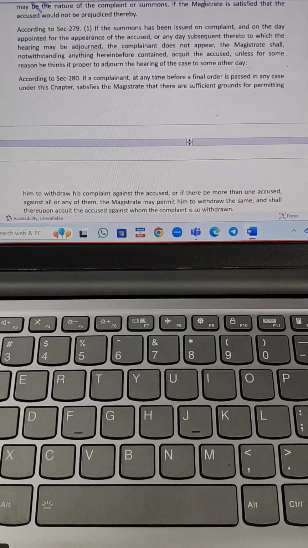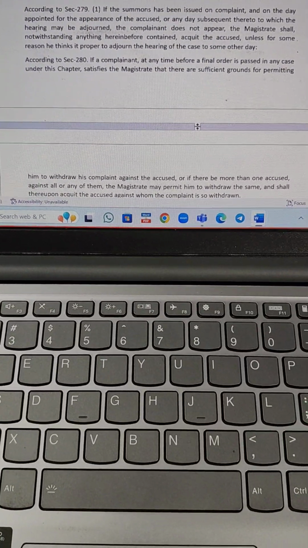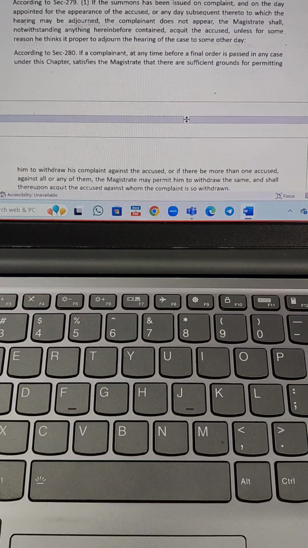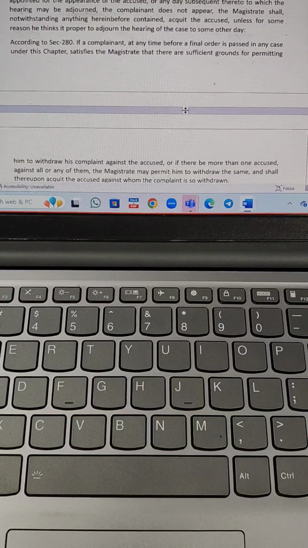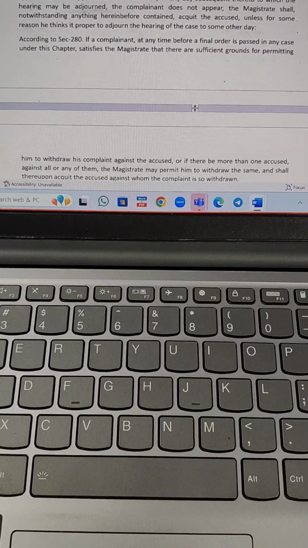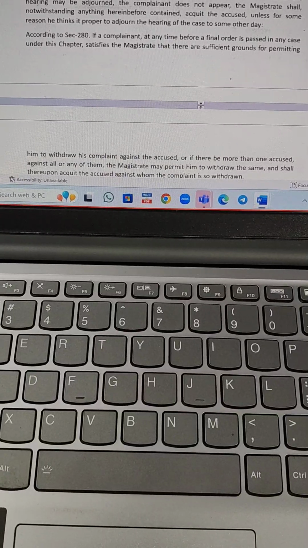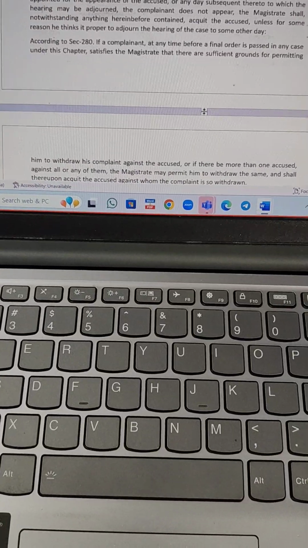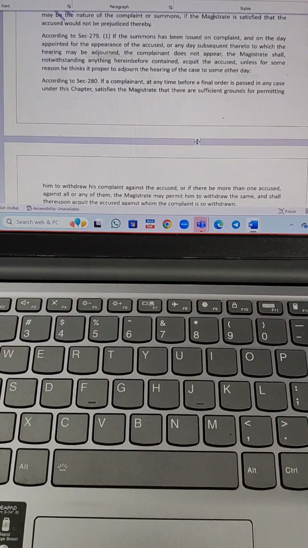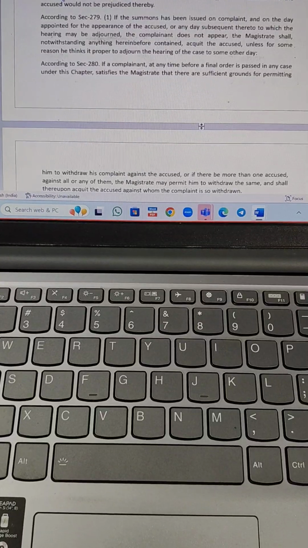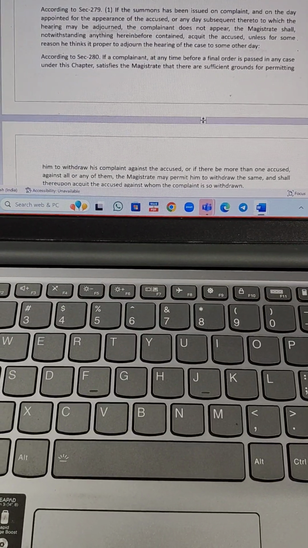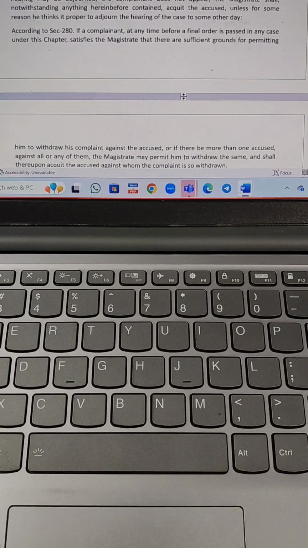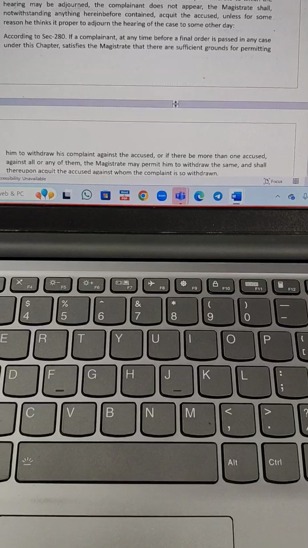If the summons has been issued on complaint and on the day appointed for the appearance of the accused, or on any subsequent date to which the hearing is adjourned, the complainant does not appear, then the magistrate shall, notwithstanding anything herein contained, acquit the accused, unless for some reason to be recorded in writing he thinks proper to adjourn the hearing. For example, if the case has been instituted on a complaint case. Complaint case means you are directly filing to the court. In this case the procedure is followed.